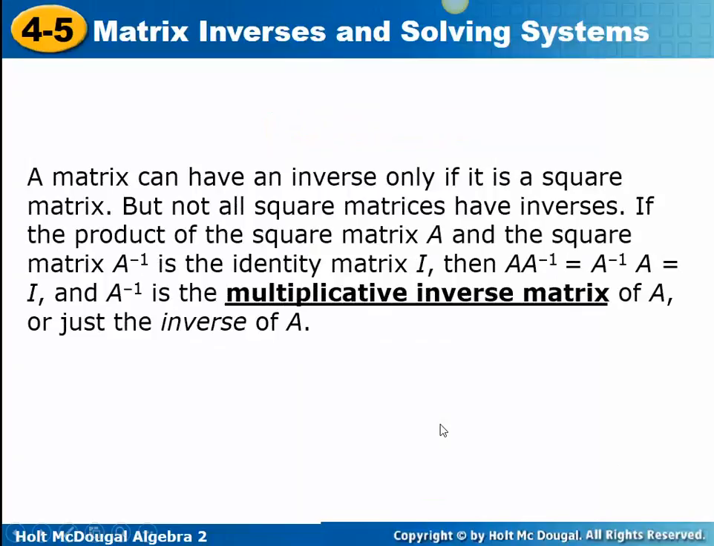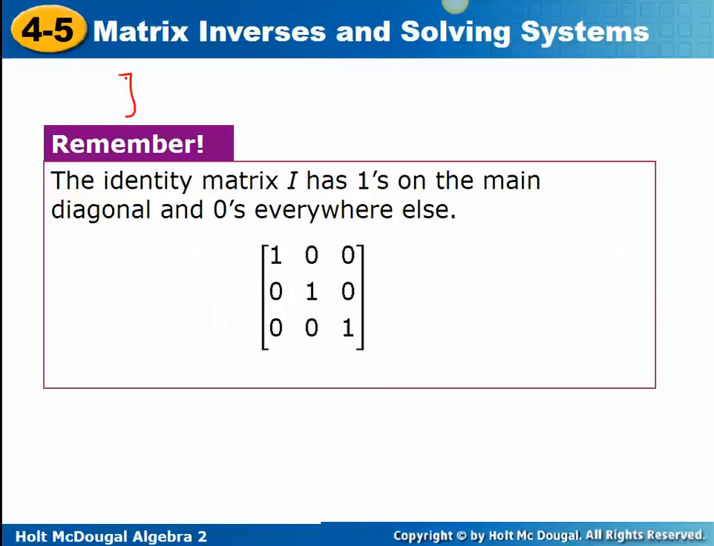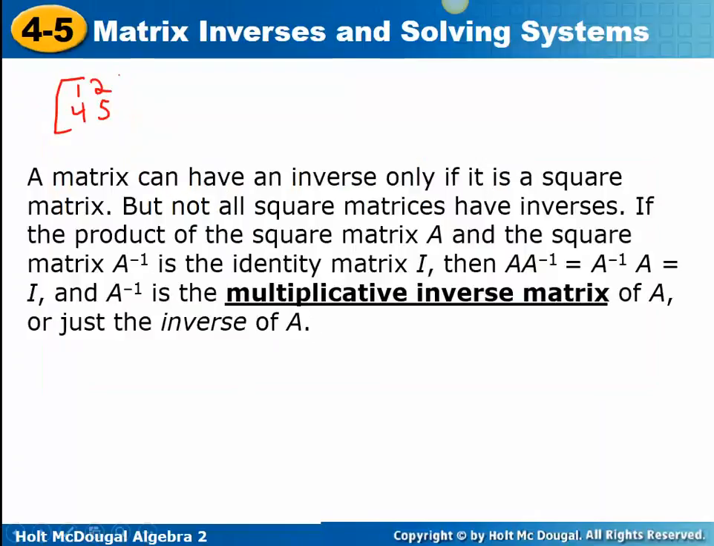A matrix can have an inverse only if it is a square matrix. A square matrix is a 2 by 2 or a 3 by 3 or a 4 by 4, but not every square matrix has an inverse. So there's a 2 by 2, here's a 3 by 3. I'm just making these up.